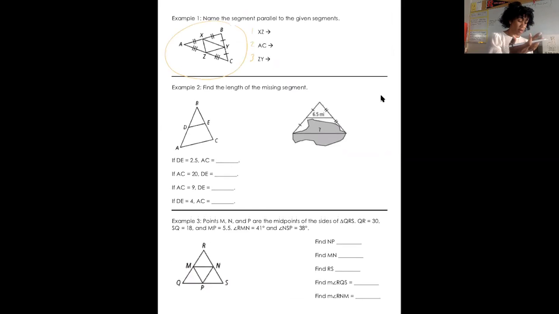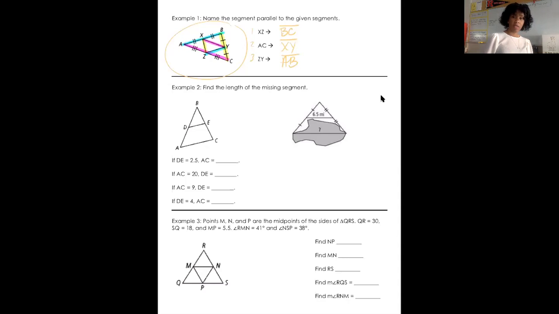It's looking for XZ. So here's segment XZ. Which segment is parallel to XZ? That would be this one here. That's that third side, BC. So my answer for this one is going to be BC, line segment BC. Now I'm looking for something parallel to AC. Here's AC here, and that would be the parallel side. So that would be XY. And number 3, I am looking for something parallel to ZY. ZY is here. So the parallel segment would be AB. That's all that one's asking for.